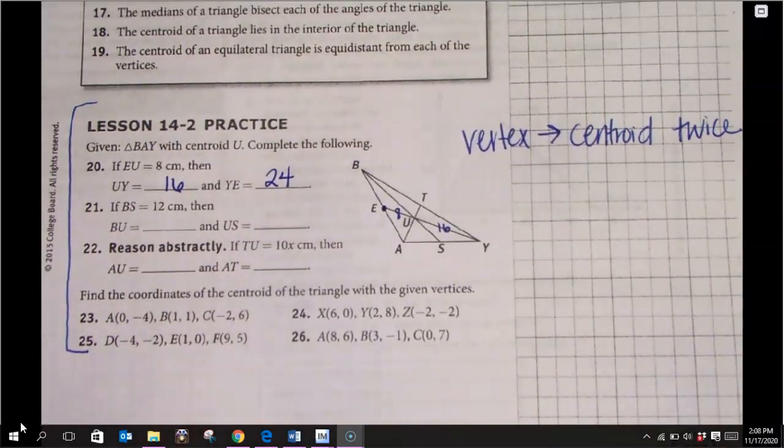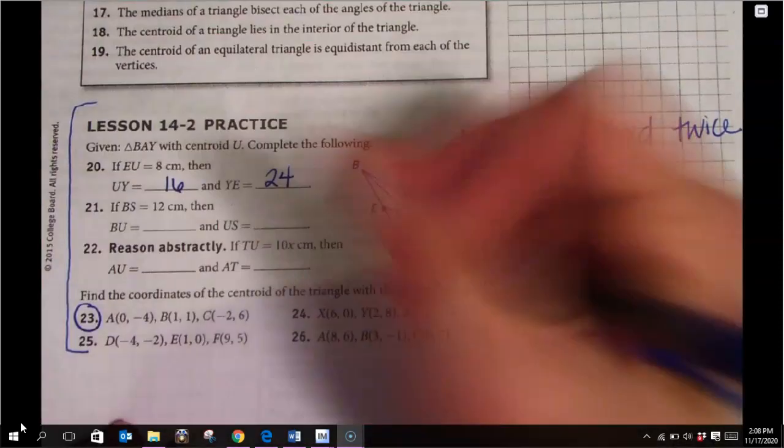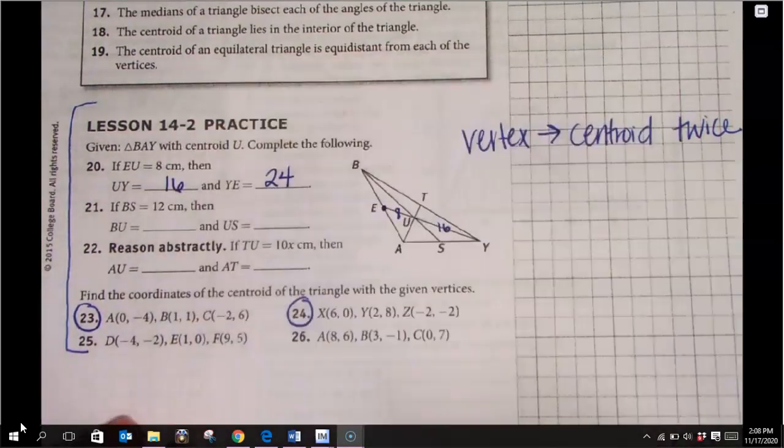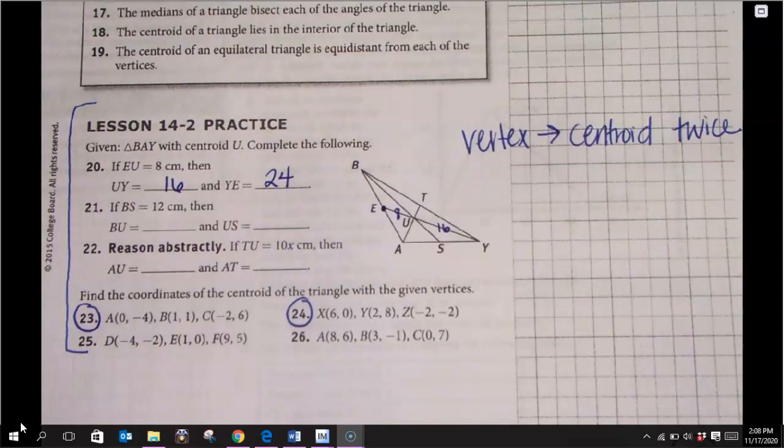I want you to do 21 on your own. 22 is algebraic, but you can still do that one, no big deal. And then for this, I want you to graph and find those two, 23 and 24, on your own. You can use the graph paper over here to make sure that you graph those out properly, and then make sure you find the centroid. So graph those out and then do the steps that you learned in this lesson to complete that.